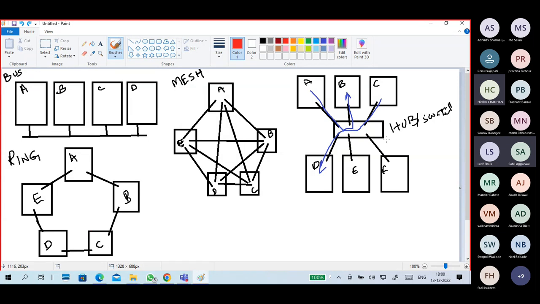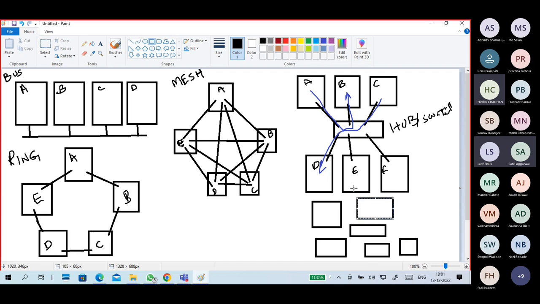Easy to configure, easy to troubleshoot. Compared to mesh topology, it is not reliable, because if the centralized device is down, the entire communication is down. Redundancy is not there, but it is scalable. Compared to all other topologies, it has scalability, and it is easy to configure and troubleshoot. What is scalability? Ability to increase the size, right? For example, I have multiple devices.